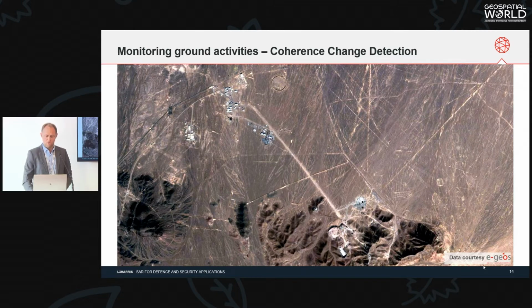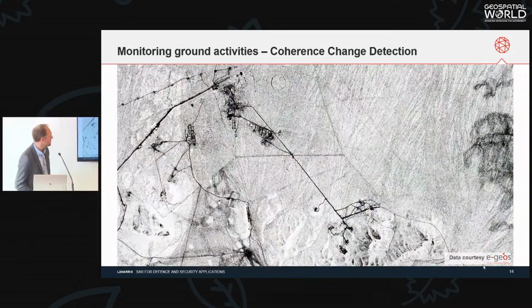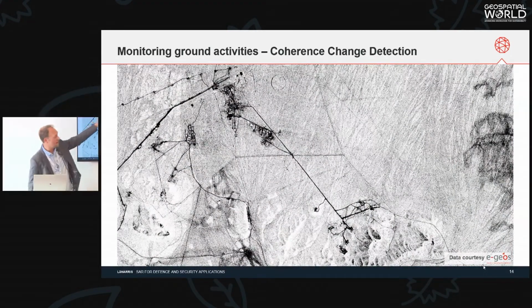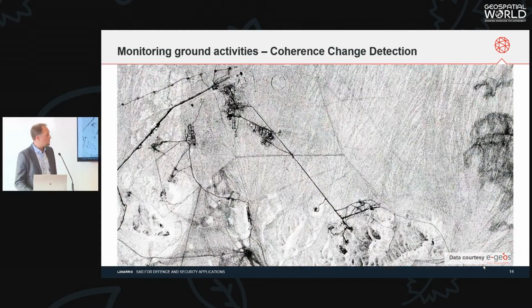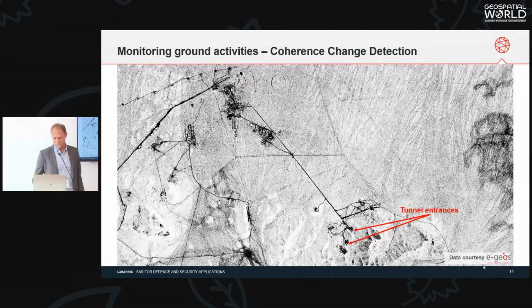Yes or no? And when we use SAR for a coherence change detection, only the elements you see in black, those are the ones that are actively being used. So this road here, something is going on here, that is completely not visible within the optical imagery. But some activity is going on, and we know that here there are some tunnel entrances.